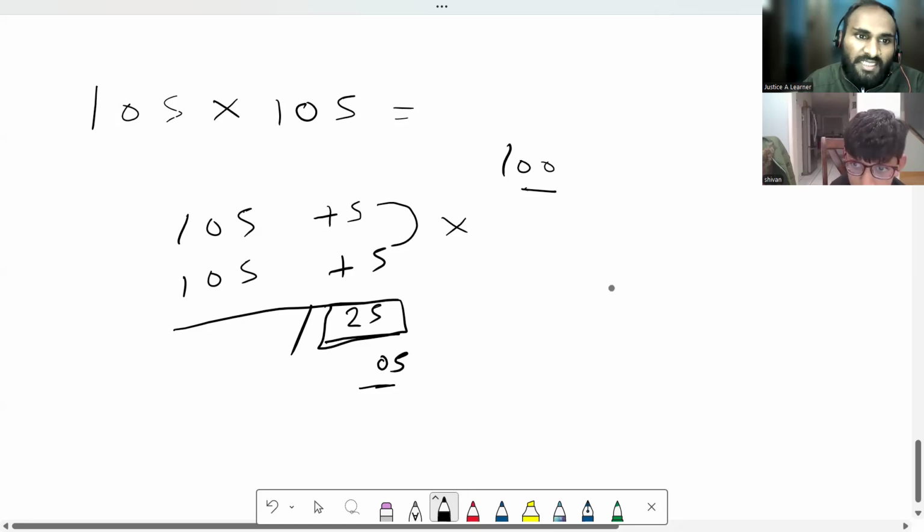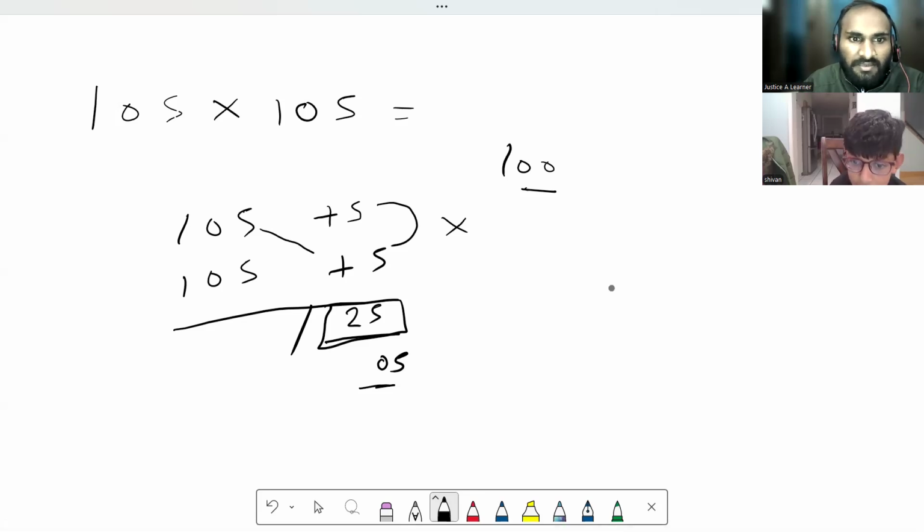Now this section will be done in this way: we will be adding this data, both are the same. So cross adding, 105 plus 5 is equal to what? 100 plus 5 plus 5 is 10. Great. So the answer is 11025.